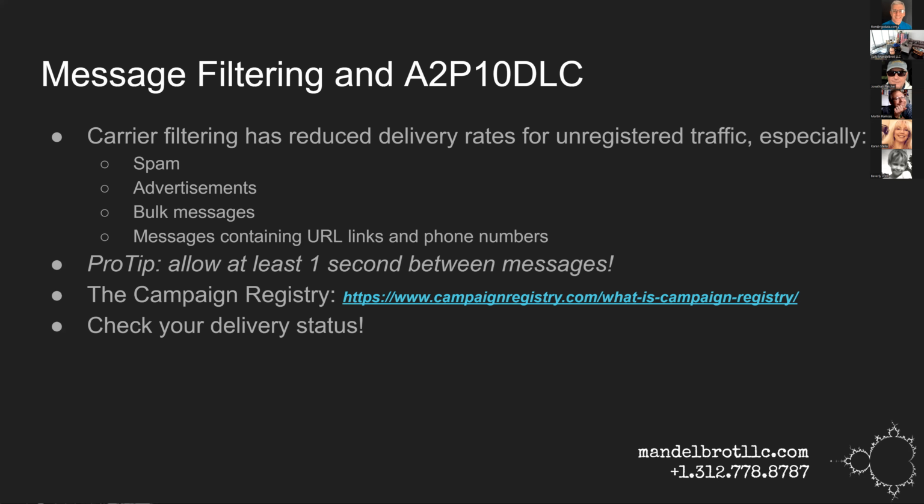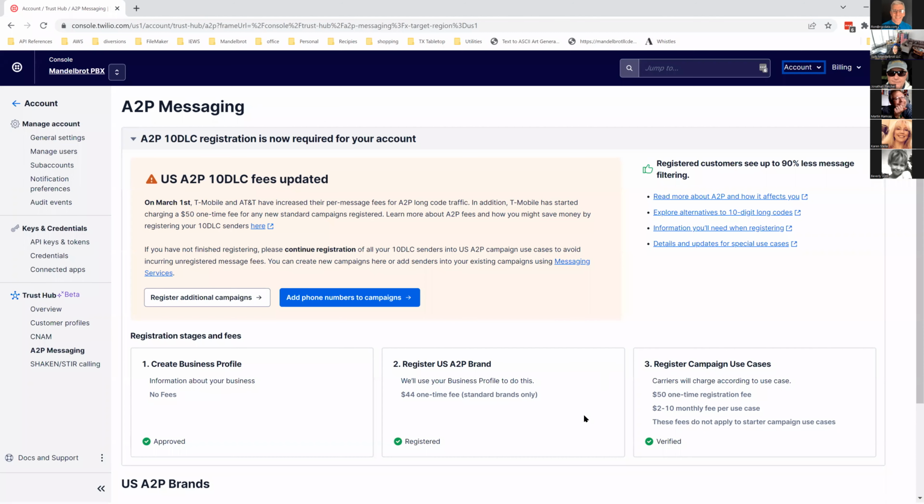You know, the way that these are set up, when you register a US brand, it's $45 or $44, right? And then there's a $50 one-time registration fee for each campaign. So you have to think about this as, am I going to be sending out more than, say, 500 messages in a day? If the answer is yes, then you're probably going to want to have your client sign up for one of these to make sure all the messages get delivered.